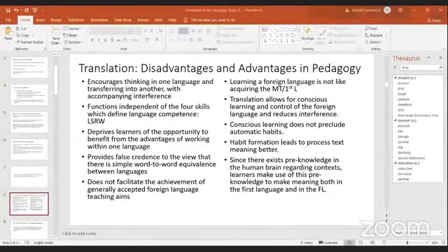Language learning by human beings follows a certain process, and it's not very different when we learn the first language, the second language, or a foreign language. Then research advances the proposition that translation allows for conscious learning and control of the foreign language. Therefore, it reduces interference.